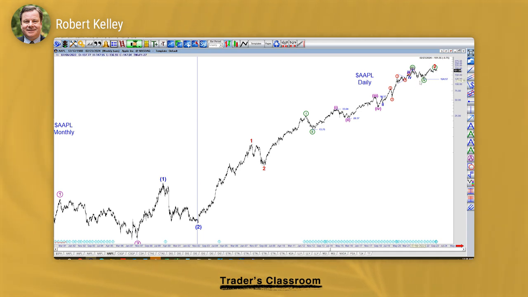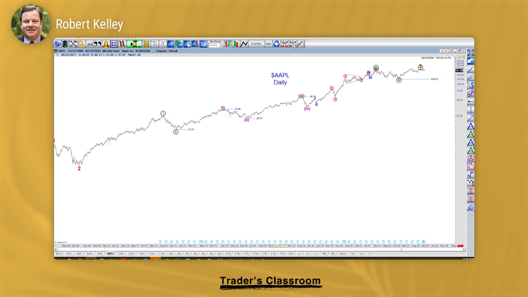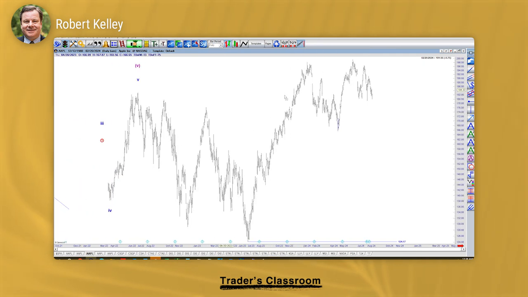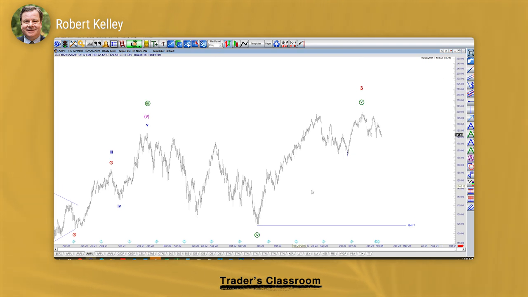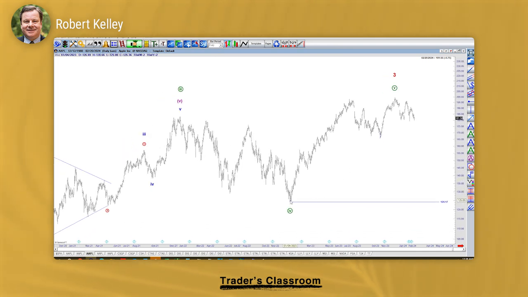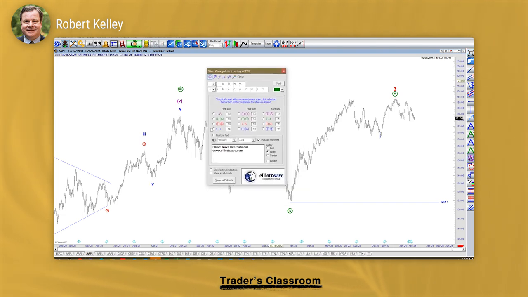I think that is the key message here: Apple can be expected to have a correction a little lower, toward this low back here. So I think that's the best count. Now, we'll see if it's actually going to work out that way. Now we're getting into the real shorter term scenario. And if this count is right, then we're probably looking at something like this.